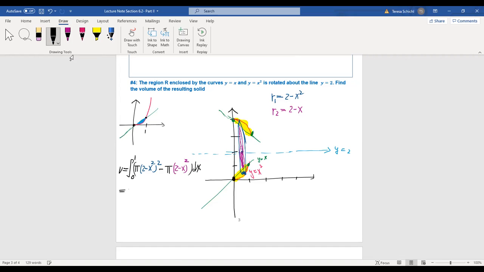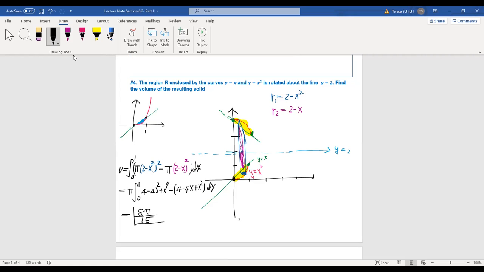You can put the pi out here. Then you can FOIL: this one will be 4 minus 4x squared plus x to the fourth, minus 4 minus 4x plus x squared, dx. This is maybe a little tedious, but it's a very simple integration. If you carry it out, this will be 8 pi over 15.